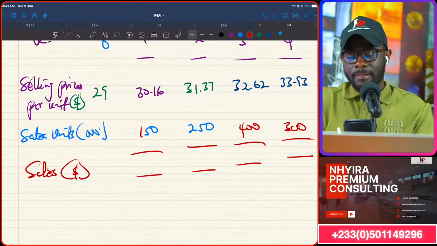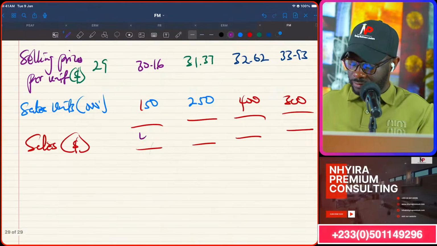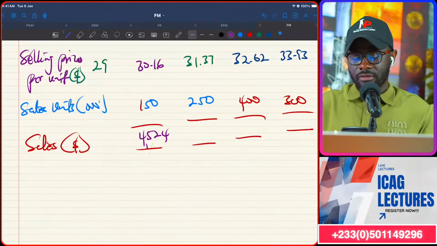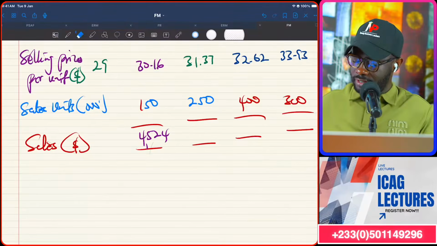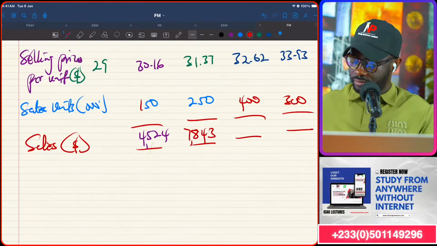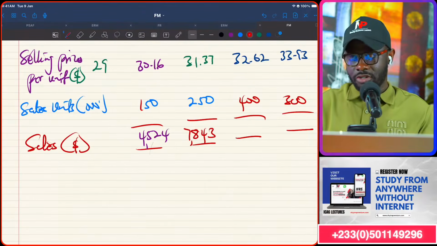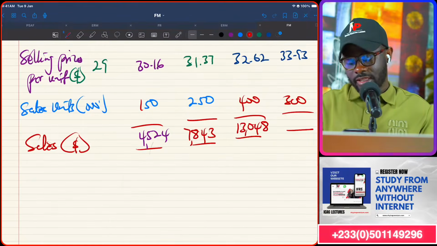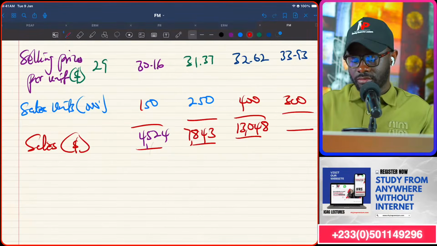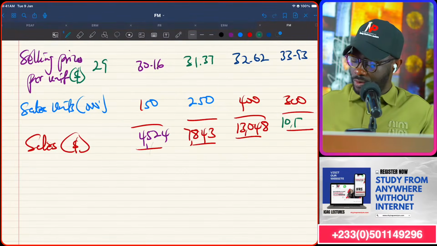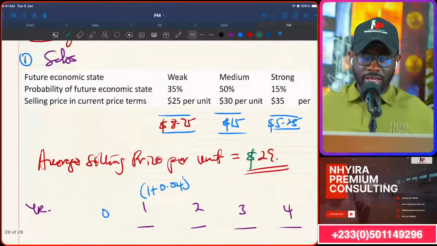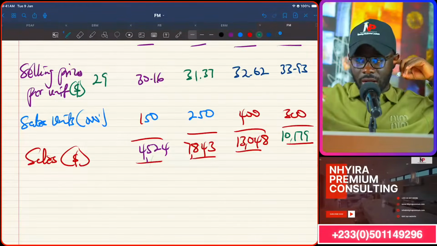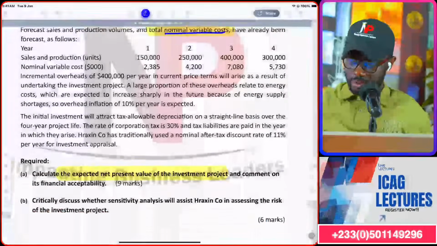30.16 times 150. That is 4,524. 31.37 by 250. That is 7,843. 32.62 times 400 is 13,048. 33.93 by 300. That is 10,179. So that is our first workings, getting the sales revenue, which will feed into our NPV schedule as we proceed.